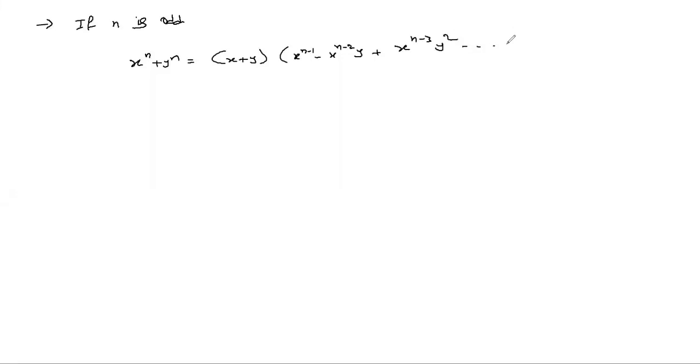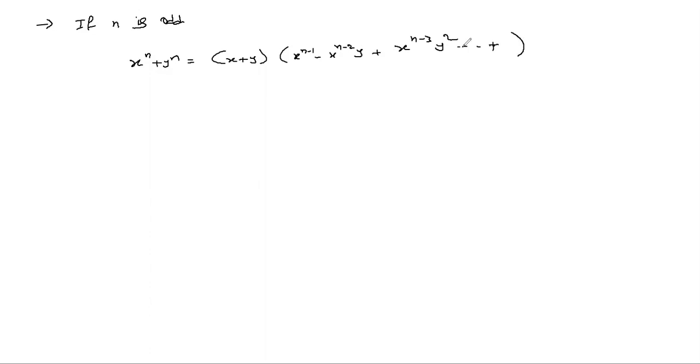Next note point. If n is odd, then the expansion of x power n plus y power n will be x plus y into x power n minus 1 minus x power n minus 2 into y plus x power n minus 3 into y square minus and so on, up to the end whenever n is odd.